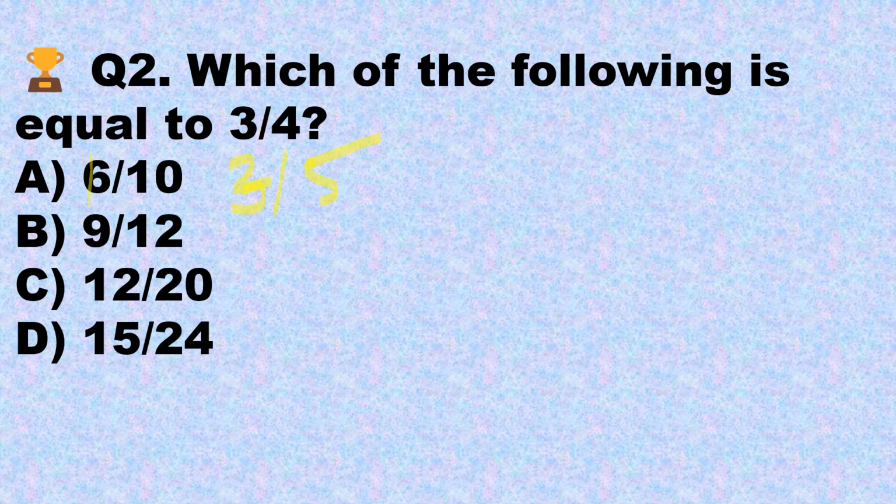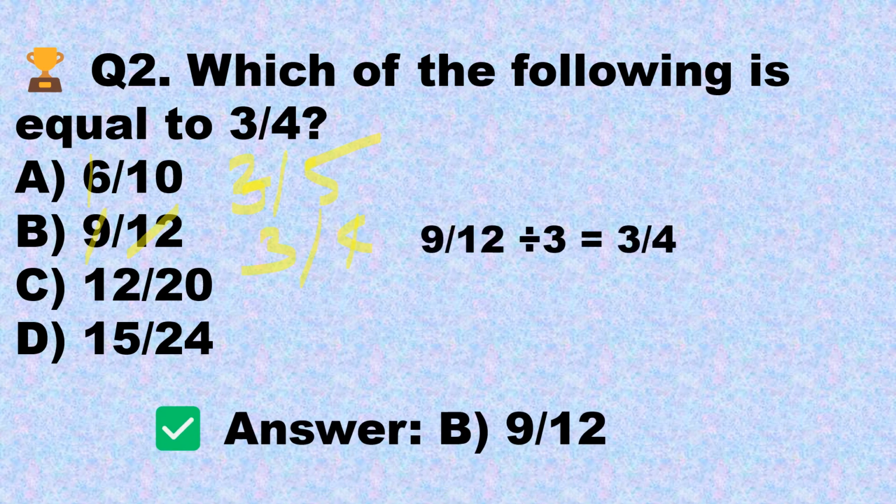See, 9 and 12 come in the table of 3. So see, divided by 3. So what will you get? You will get 9, 3 3s are 9 and 3 4s are 12. Right? So we are getting 3 by 4 in option B. So option B is your correct answer. 9 by 12 divided by 3 will be equal to 3 by 4. So option B is the correct answer.